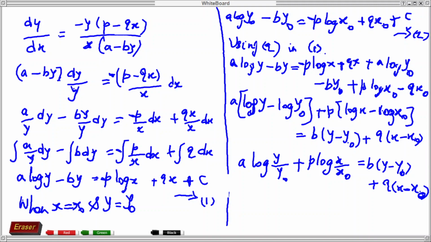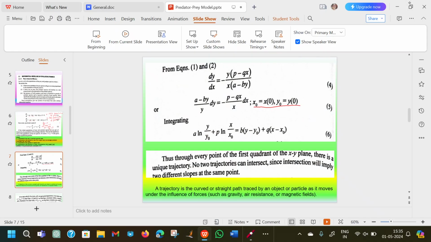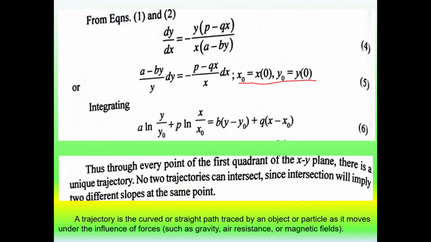Later we can combine the like terms, that is a into log y minus log y naught plus p into log x minus log x naught, equal to b into y minus y naught plus q into x minus x naught. Finally, we can combine the log terms. So we get the final solution as we have obtained here, that is a into log y by y naught plus p into log x by x naught equal to b into y minus y naught plus q into x minus x naught. So this is the solution of the differential equation that we obtained in equation number 5.